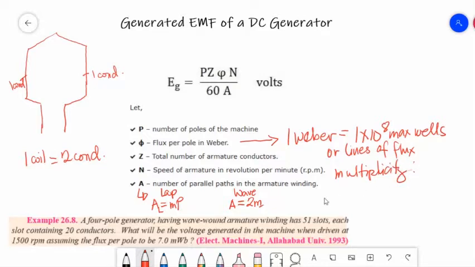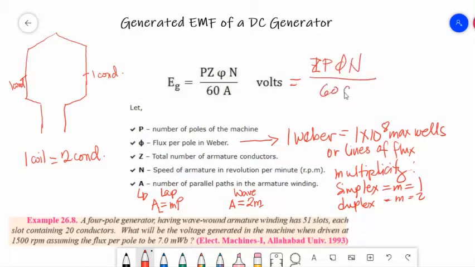The multiplicity can be simplex, where M is equal to 1; duplex, M is equal to 2; triplex, 3, and so on and so forth. So the formula is EG equals P Z flux N divided by 60A, and the unit is in volts.